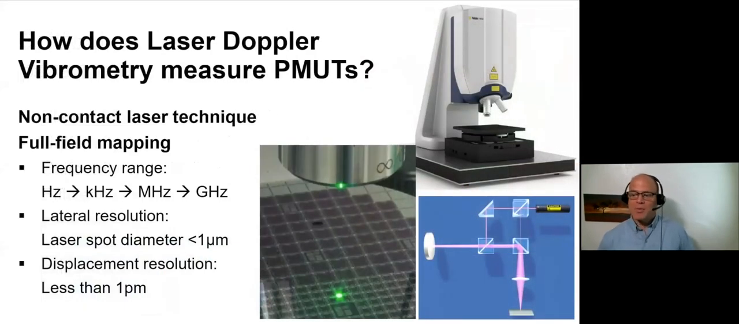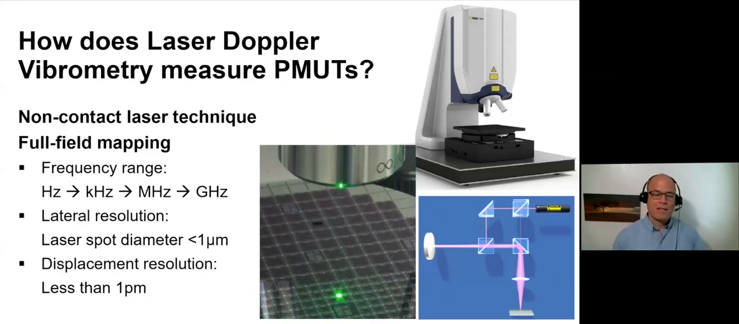How do we characterize PMUTs? A laser Doppler vibrometer is built into a custom microscope setup, allowing us to view the sample while at the same time steering the laser beam across the surface for measurement. This allows us to measure the direct mechanical response with high resolution and bandwidth.